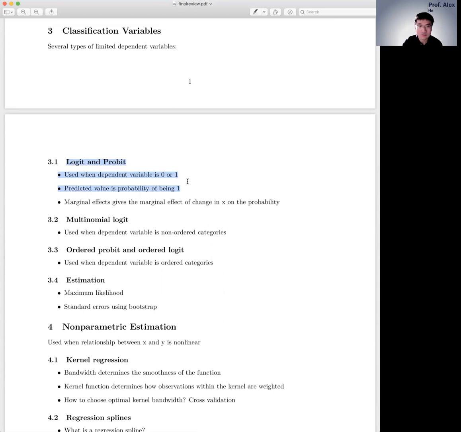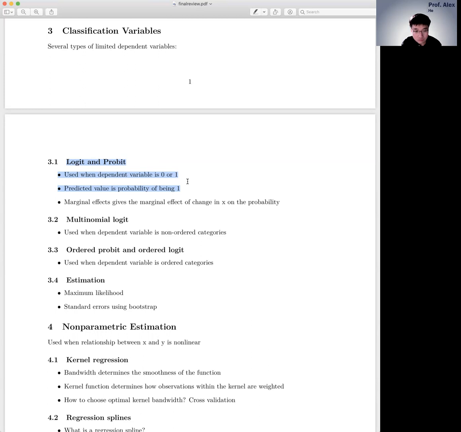Both of them you can think of as some transformation of the function so that you would have a function that is still increasing in beta x. However, it is bounded between 0 and 1. Okay, so your prediction from both logit and probit will always be between 0 and 1, and you can interpret your prediction as the predicted probability of being 1, whatever the category means.